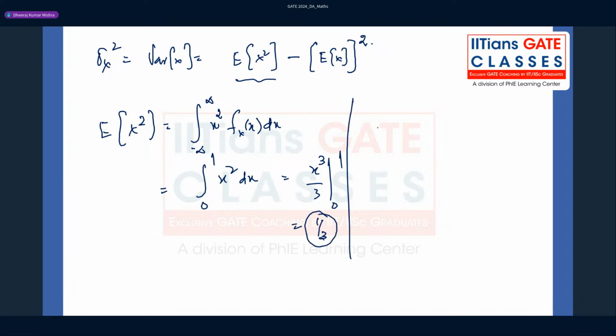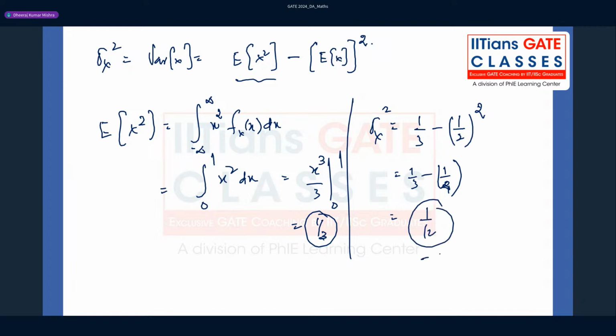Now you can plug in all these values, right? So variance is going to be 1 by 3 minus 1 by 2 whole square, so 1 by 3 minus 1 by 4, which is going to be 1 by 12. To get this answer, you can also get it in one line, right?